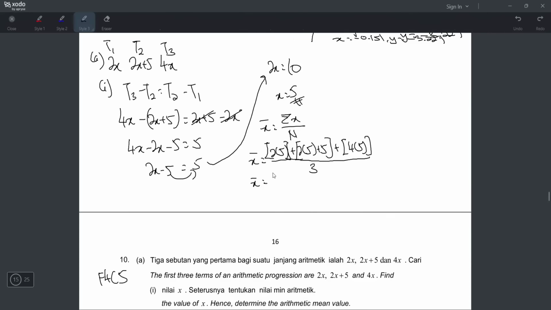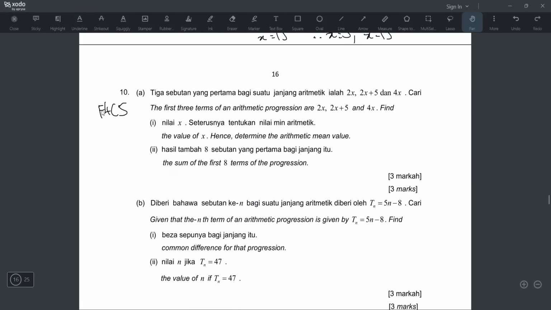Okay, so this one is 45 over 3, and then your mean is 15. Okay, I think that's what they want. I think that's what they mean by arithmetic mean value. So that's it. x equals 5 because they ask for x and then ask for mean value. So mean equals 15 lah. Okay, that's all.